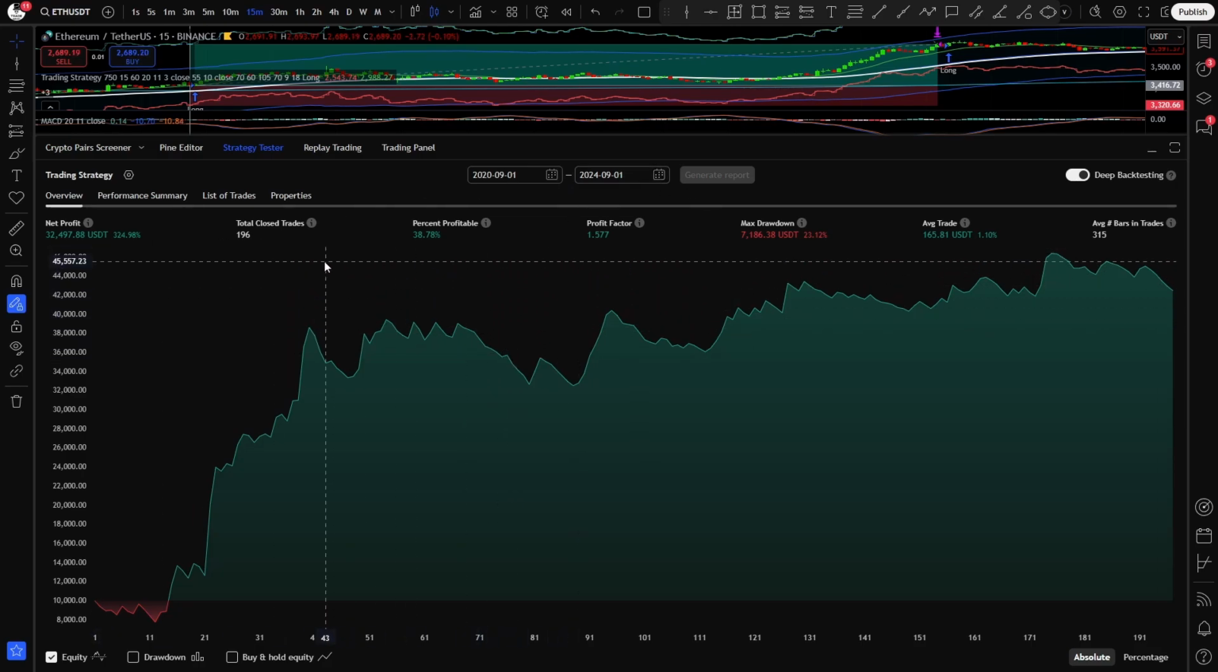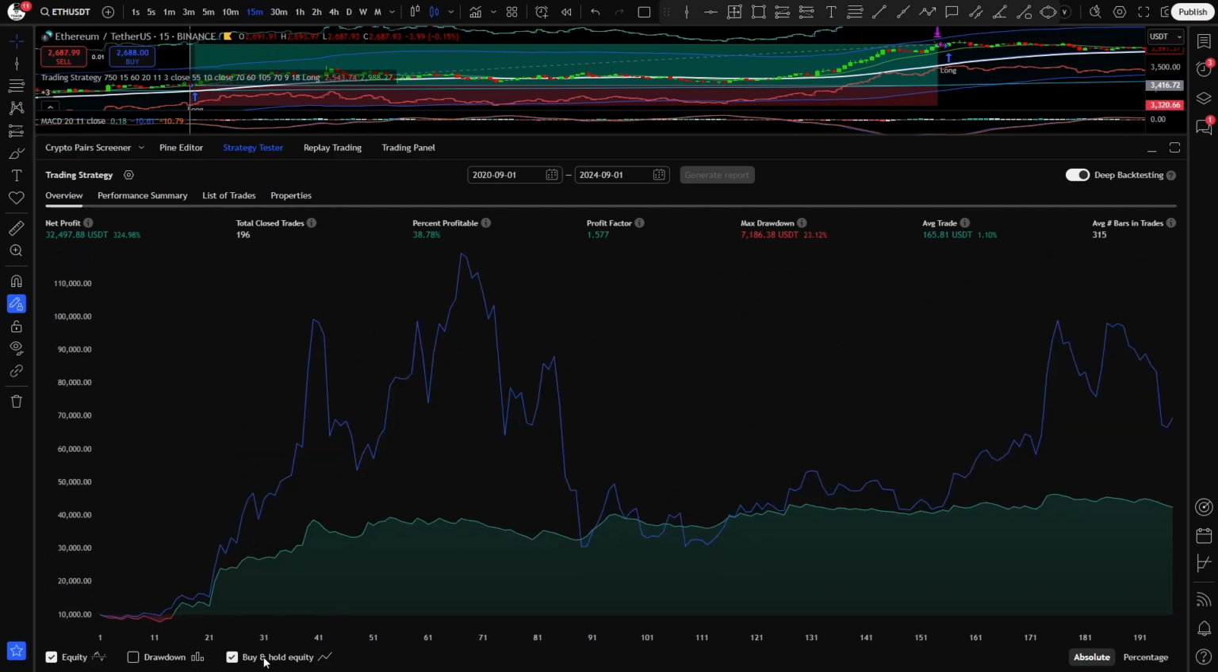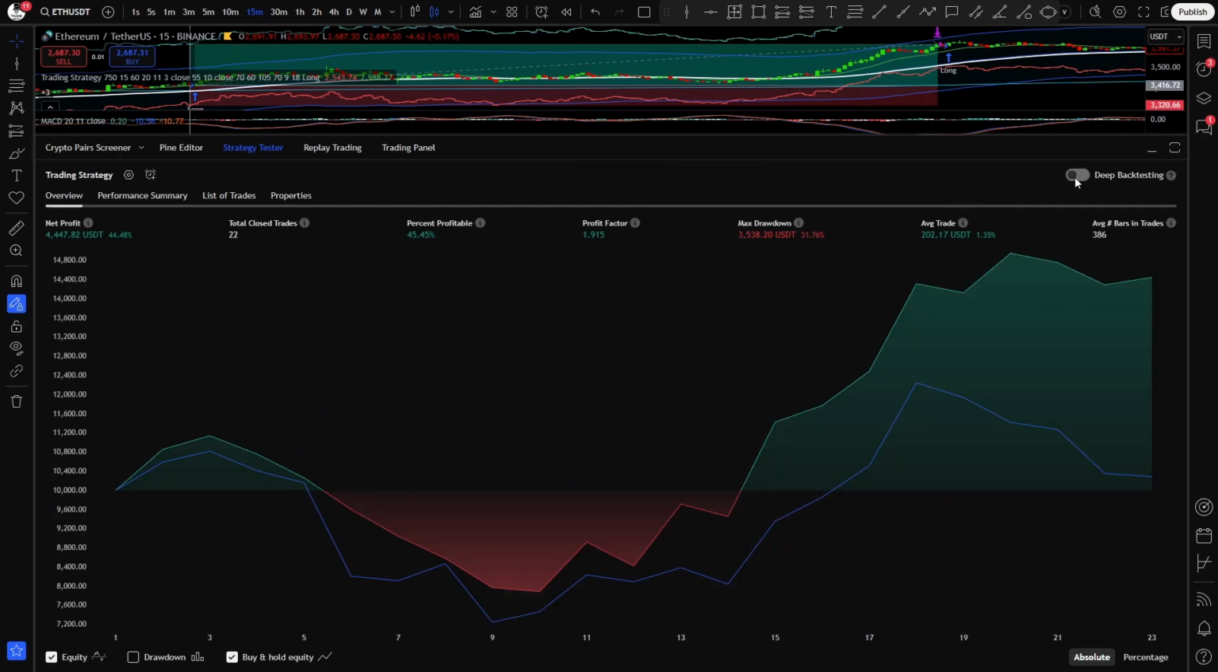During this period, we got 196 trades that generated 324% net profit, with a 1.5 profit factor and 23% maximum drawdown. Comparing it to the buy and hold, we can see that the ETHUSDT buy and hold actually outperforms this strategy, but these were the best results I could get out of it. Checking the after optimization date, these are the last 20,000 candles, and we can see that in this period, this strategy outperformed the buy and hold, which is a great sign.